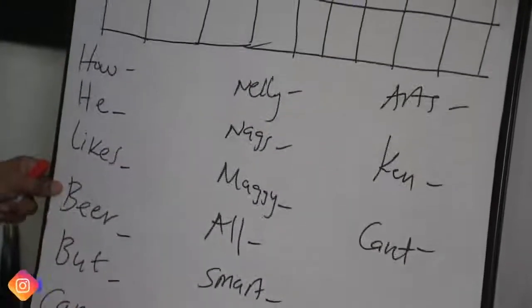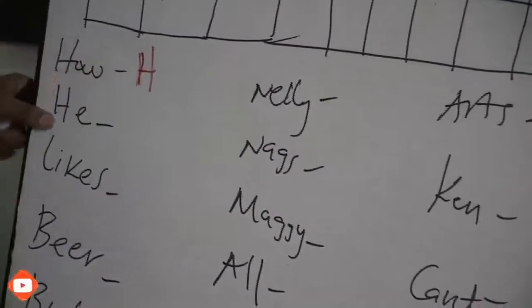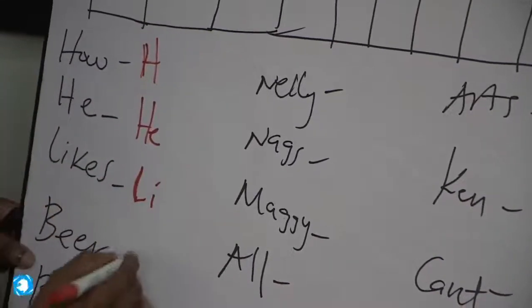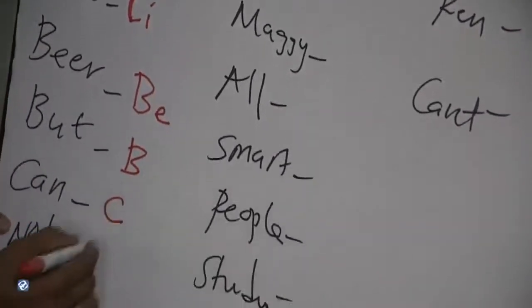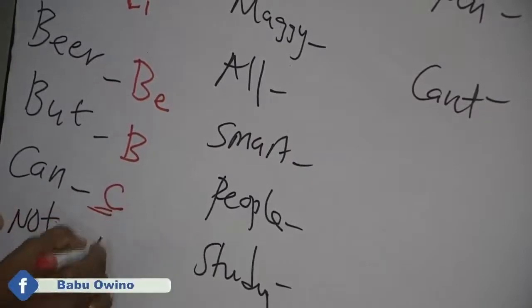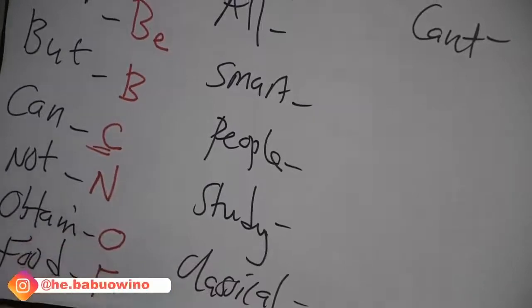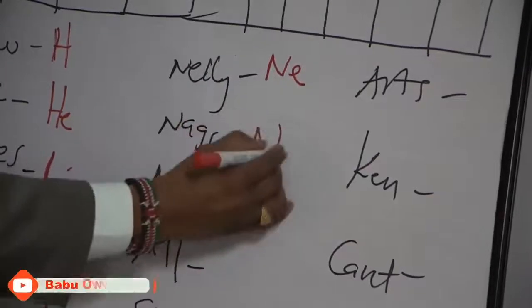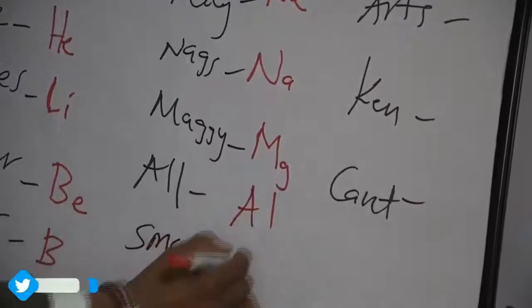We want to identify these elements. The first element is hydrogen. Second is helium. Third is lithium. Fourth is beryllium. Fifth is boron. Sixth is carbon. So we will be looking at this. 7 is nitrogen. 8 is oxygen. 9 is fluorine. 10 is neon. 11 is sodium. 12 is magnesium. 13 is aluminium.